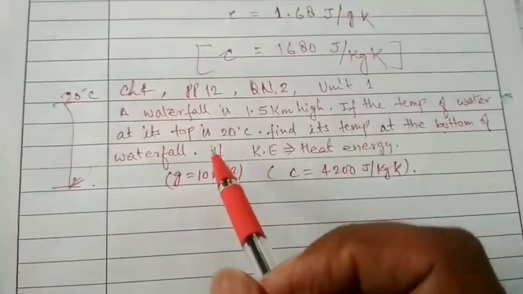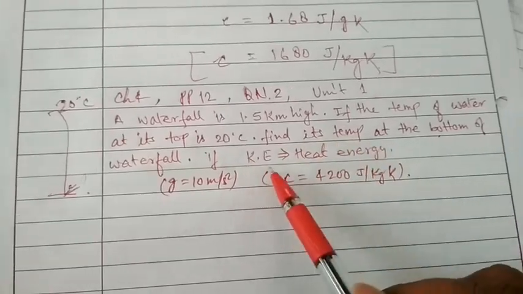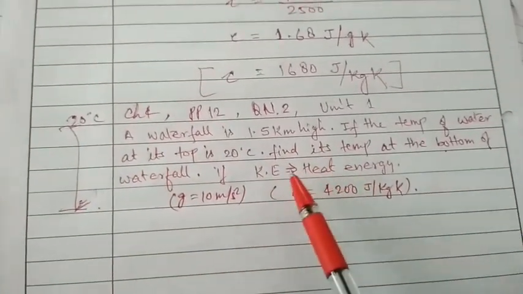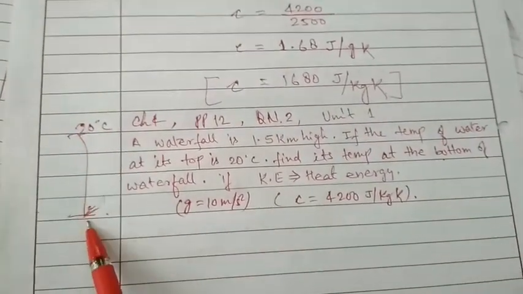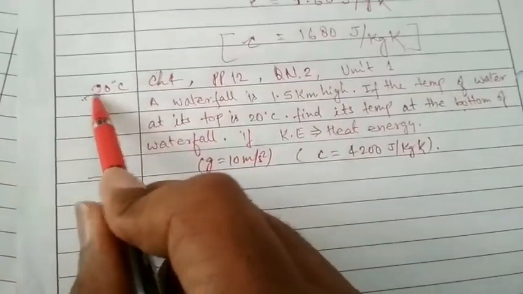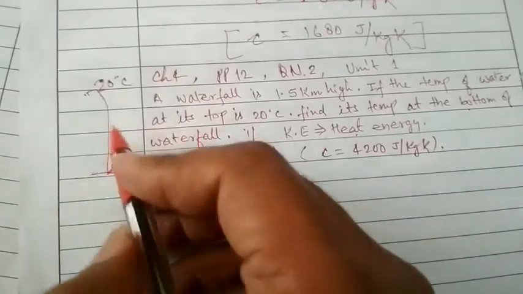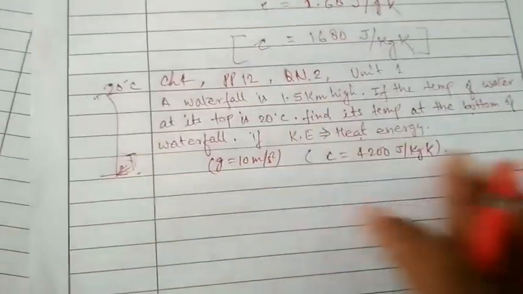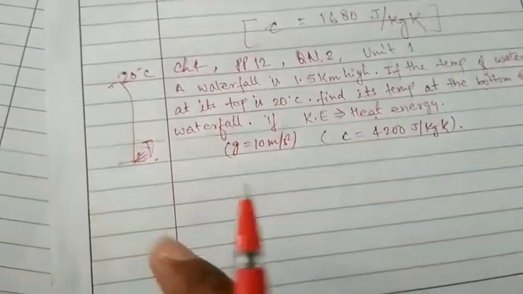If the total kinetic energy here is converted to heat energy, meaning kinetic energy of water is changing to heat energy as given in the question, it is clear that if the energy is changing into heat energy, the temperature will rise. So this will be a little bit more. I'm taking this as T. Clear? So the amount of heat energy here will be changed to there.